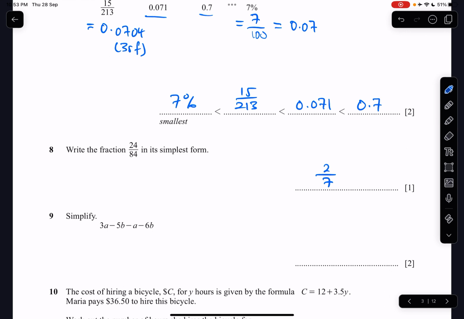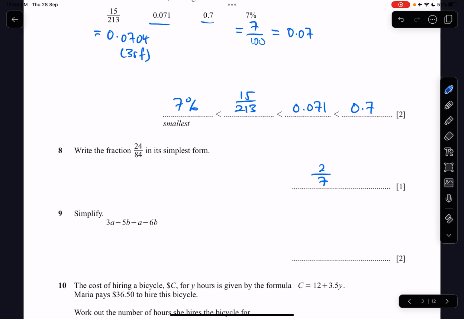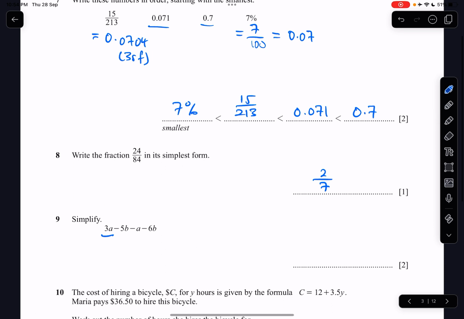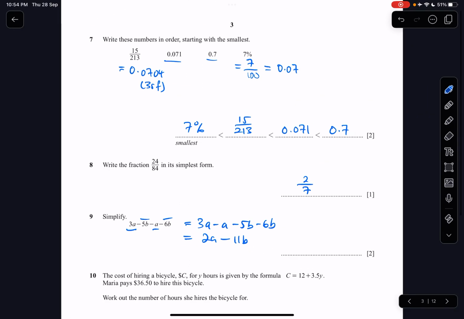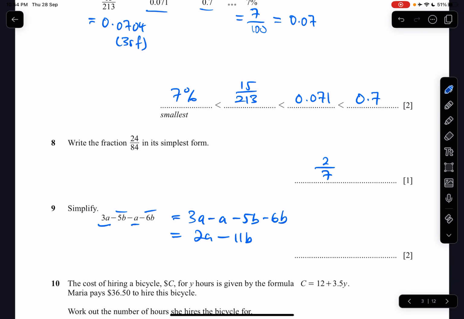Alright, next. Simplify this algebraic expression. We can see that there are like terms, 3a and a, 5b and 6b. So it'll be a good idea to rearrange: 3a minus a minus 5b minus 6b. I'll have 2a minus 11b. So this will be 2a minus 11b.